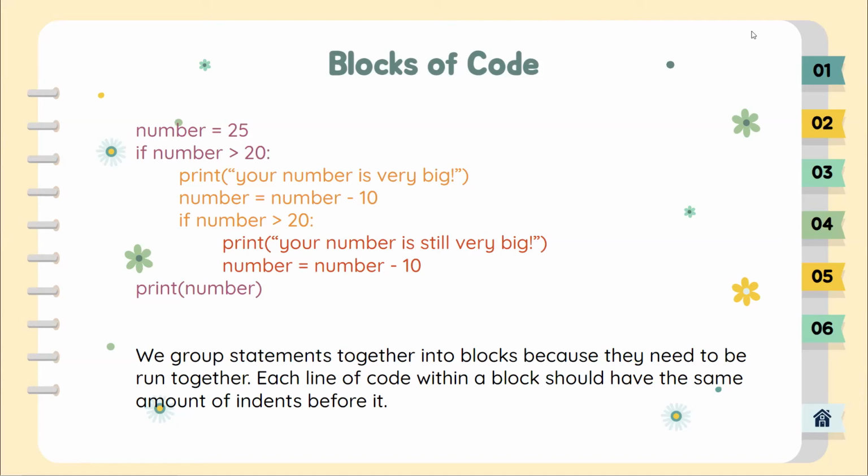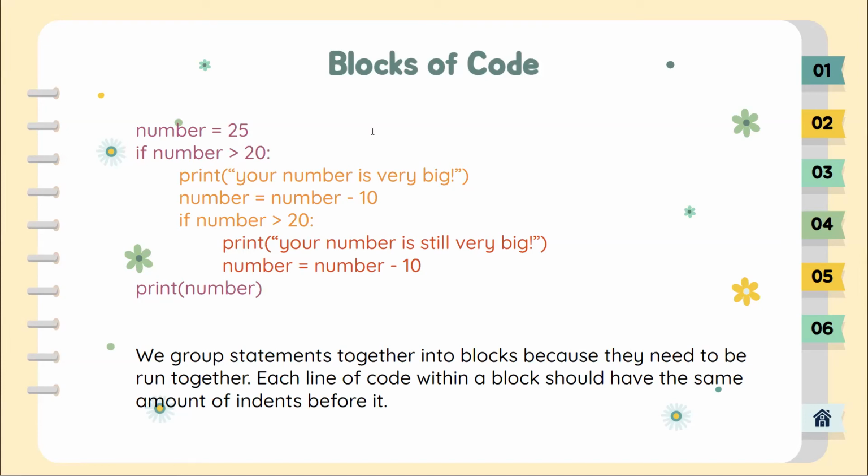So we group statements together into blocks because they need to be run together. Each line of code within a block should have the same amount of indents before it. So I can show you an example that's running the code, so it might be easier to understand.